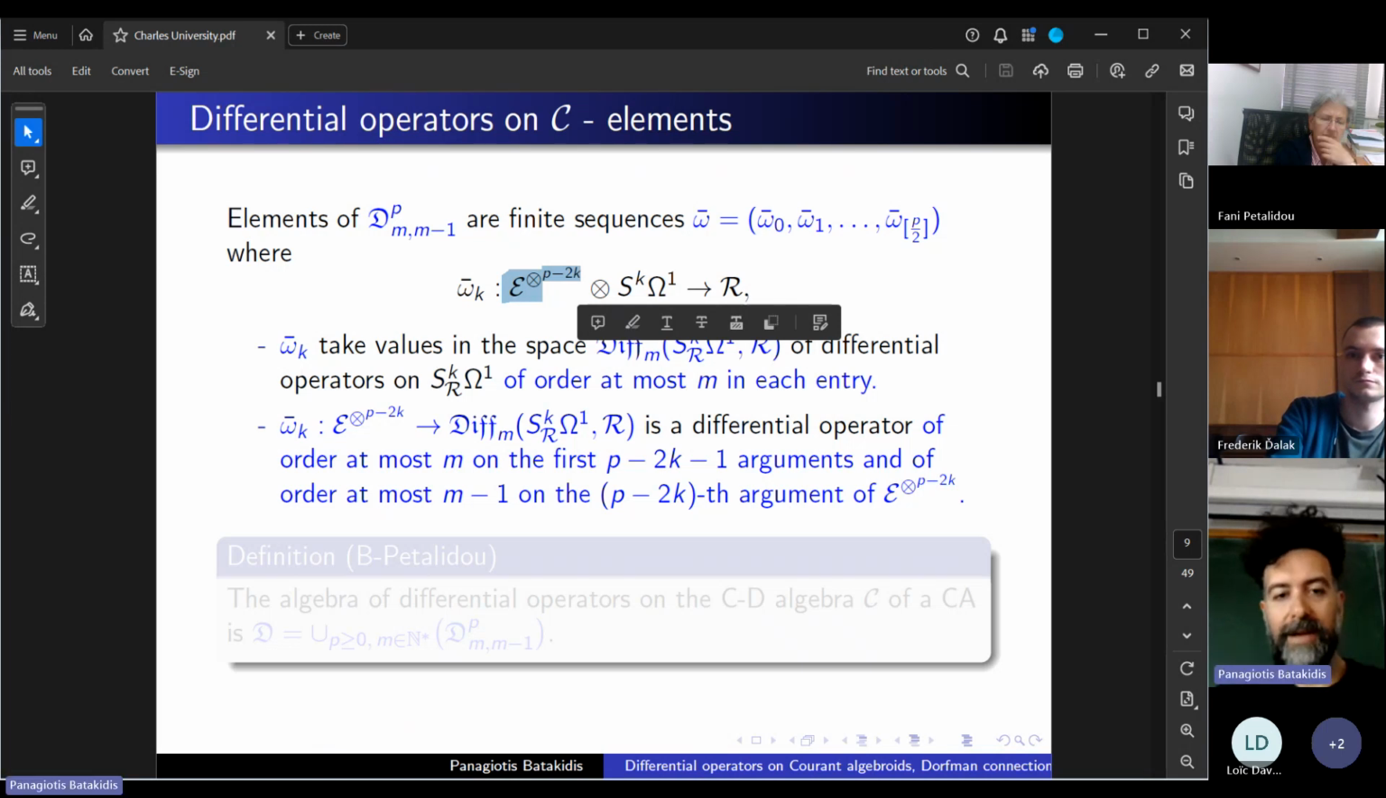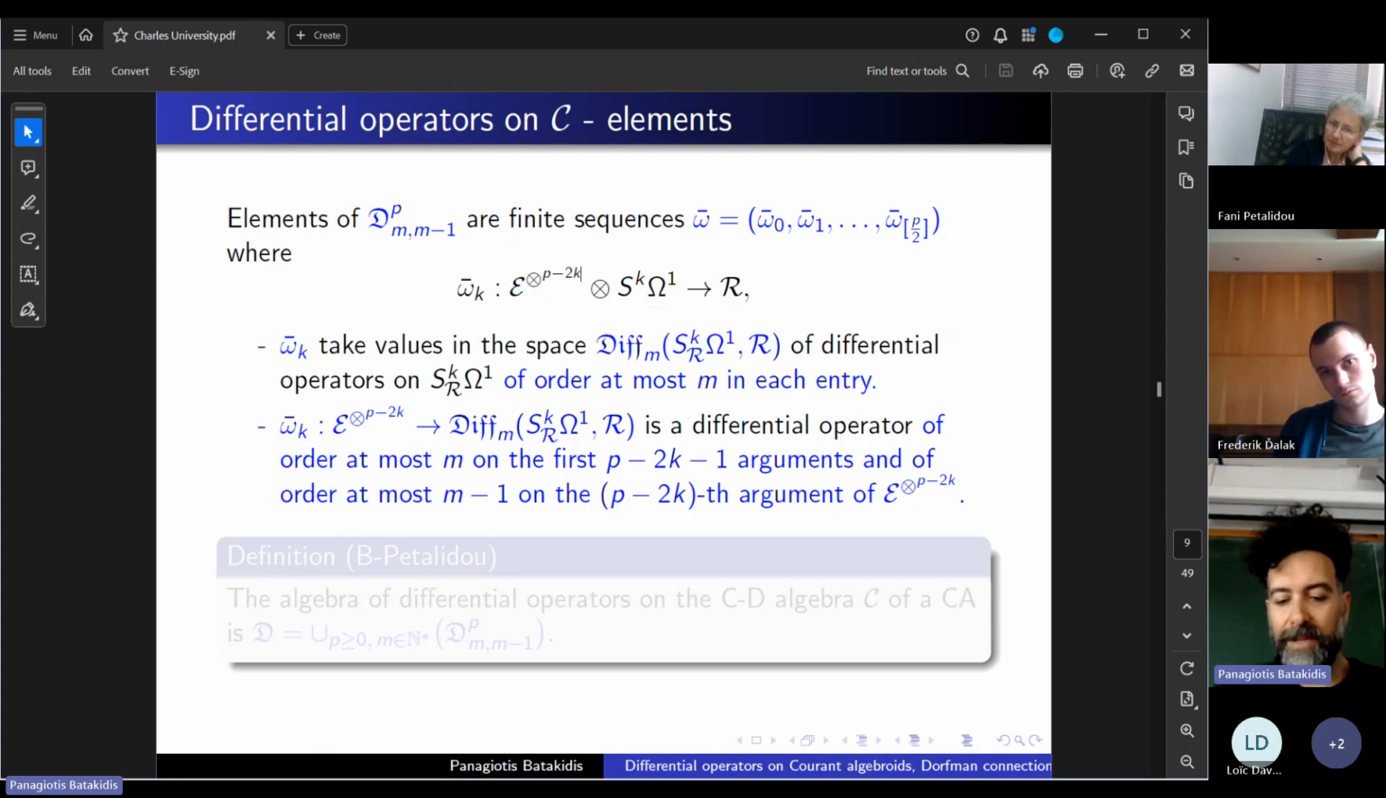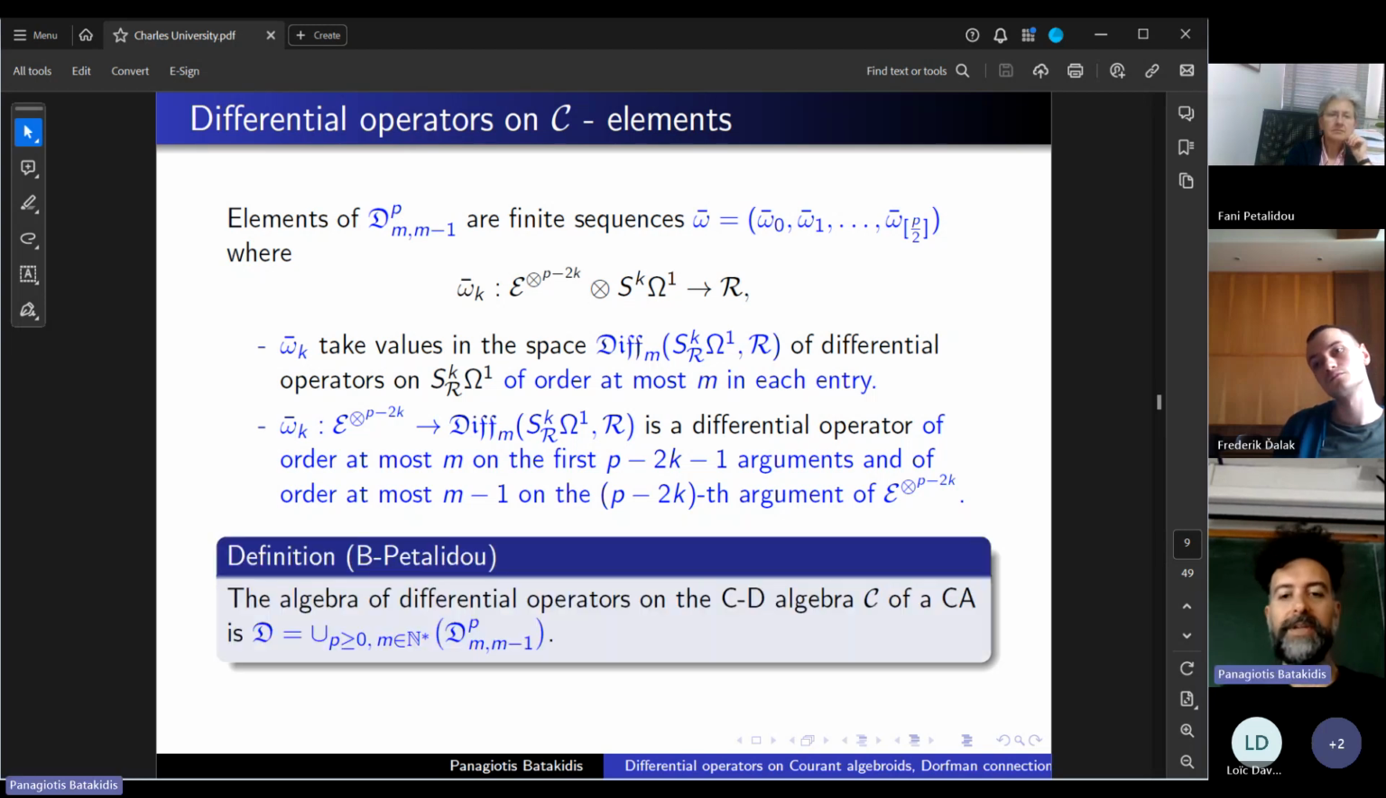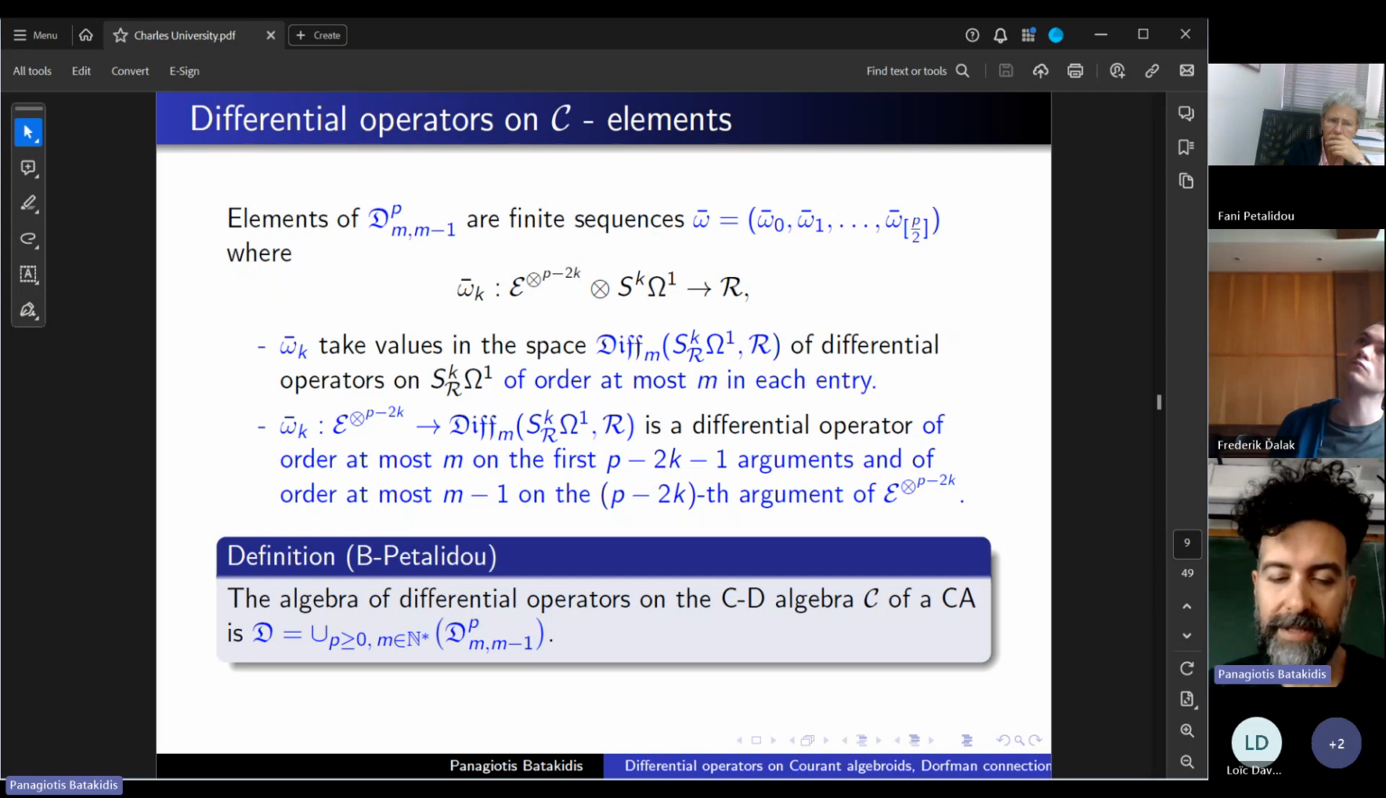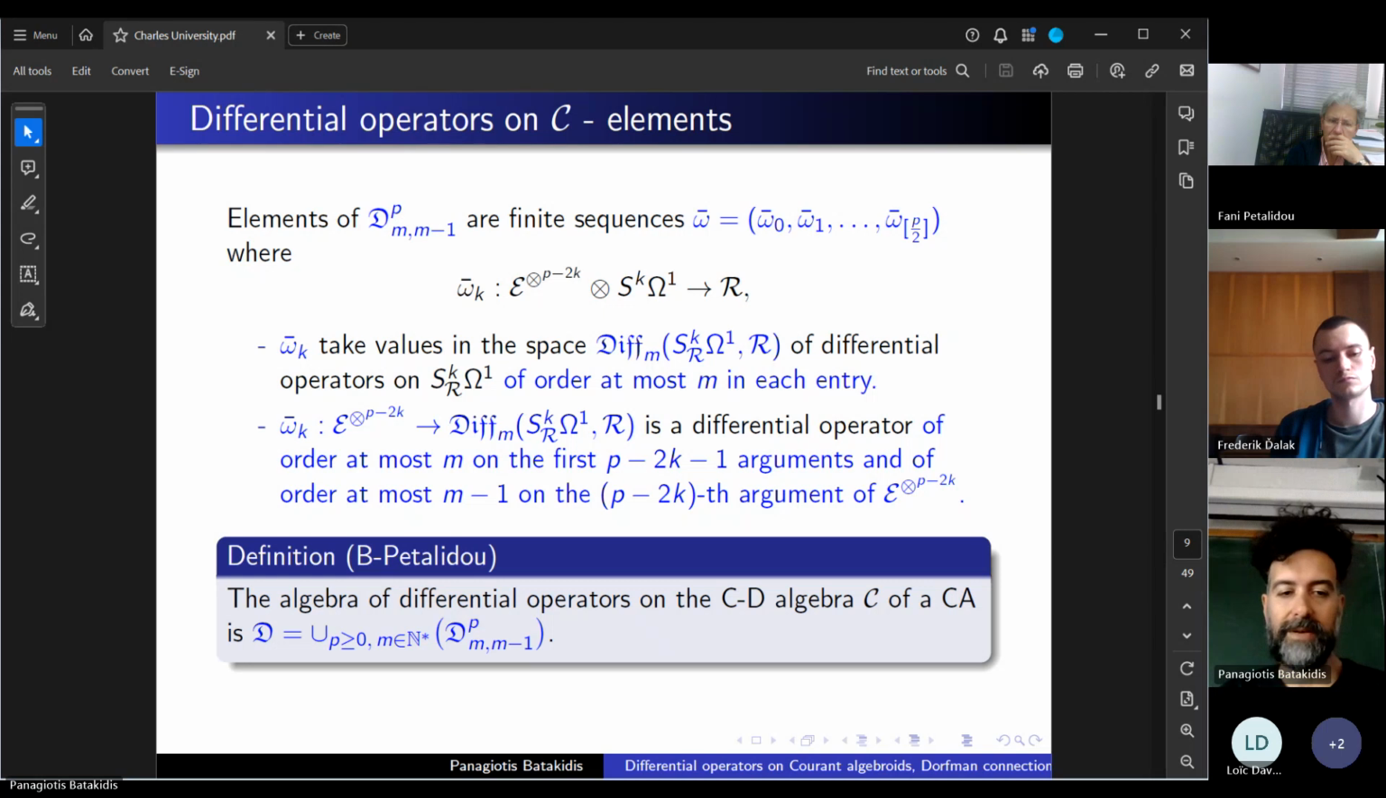Again, I'm just allowing higher order derivations of these objects. So the definition we have for this algebra of operators is, again, that the collection of all these spaces for every p and every order of differentiation you want makes up an algebra, and that's what we call differential operators of the Courant Dorfman algebra. Okay.